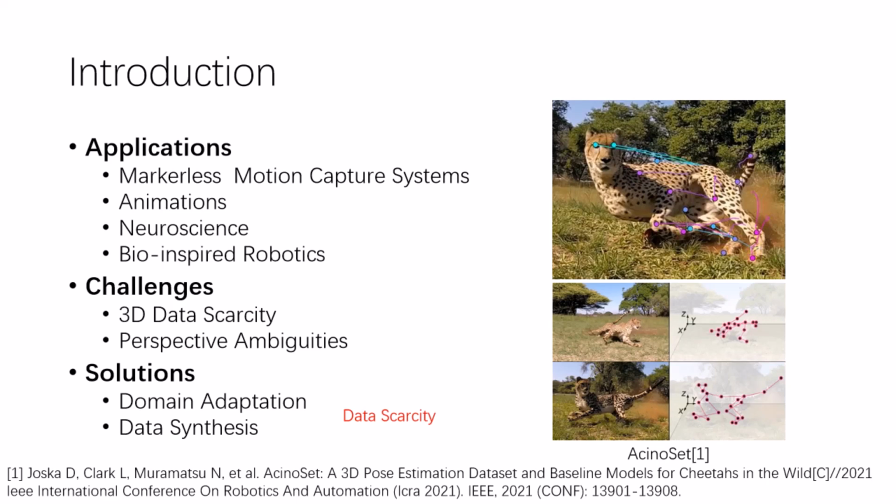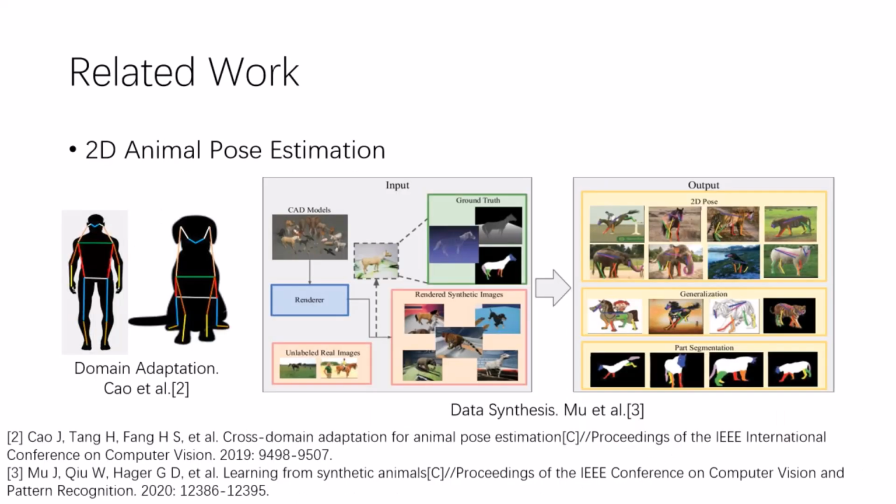Animal pose estimation plays an essential role in various fields, such as animations, neuroscience, and bio-inspired robotics. However, little work has been devoted to 3D animal pose estimation. This can be attributed to data scarcity and the depth ambiguity inherent in 2D to 3D mapping. Recently, synthetic data and domain adaptation have been exploited to address data scarcity. However, these methods are aimed at 2D animal pose estimation.